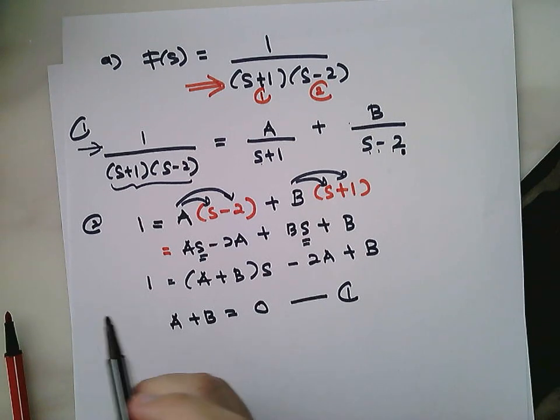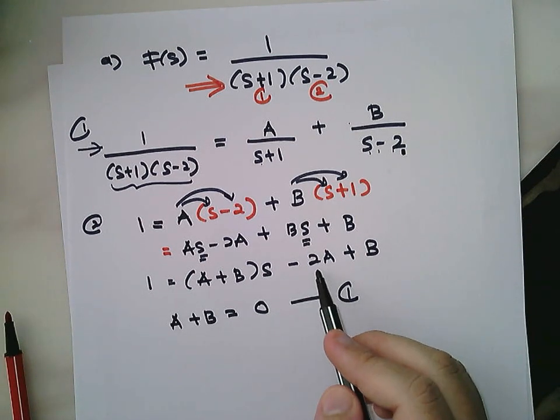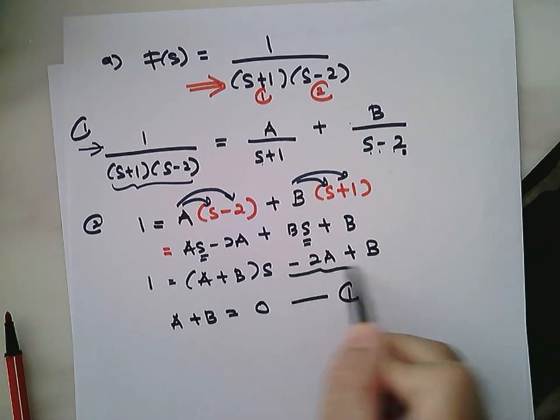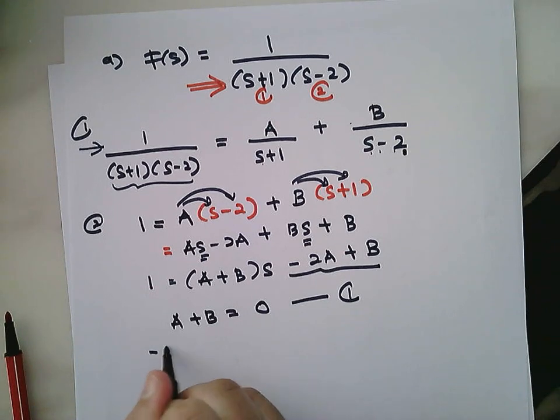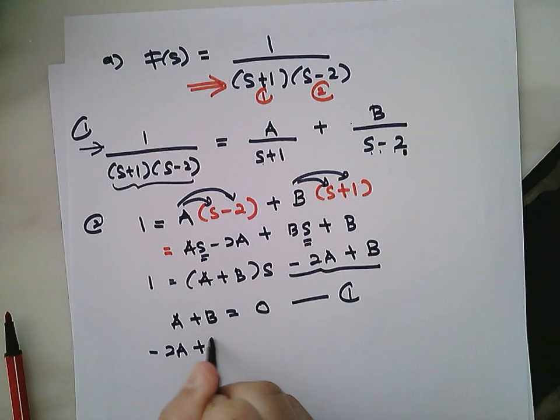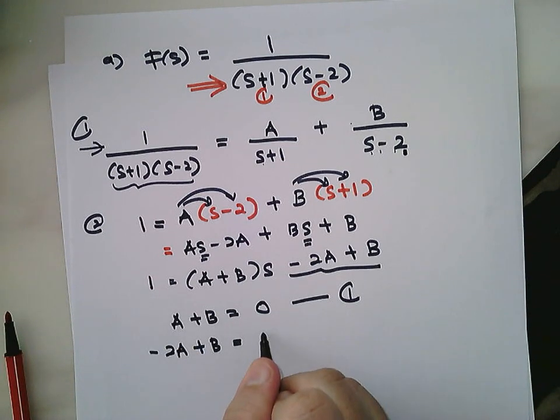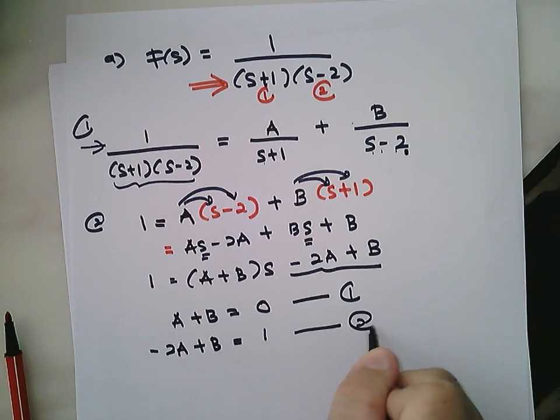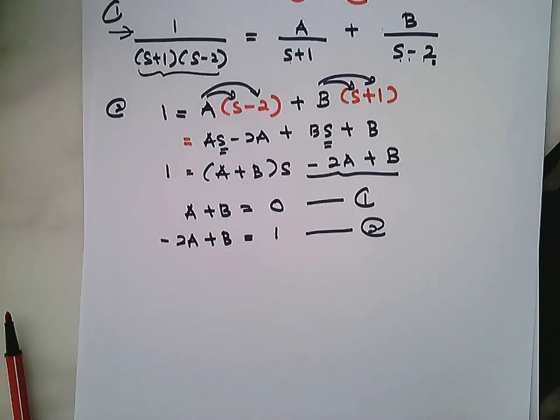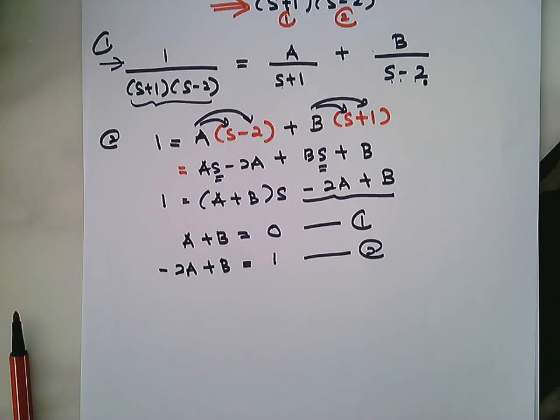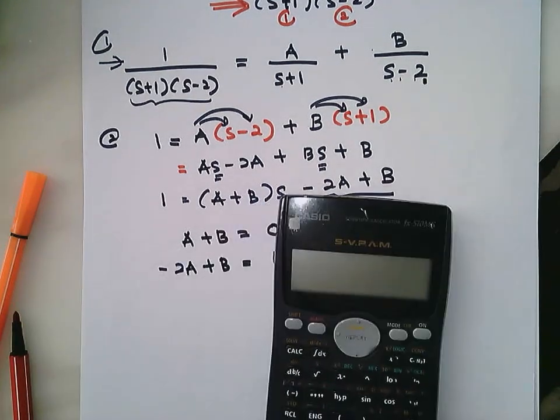Okay, so the second equation involves a constant. So this is a constant and this is a constant, the whole thing here. So you will have negative 2A plus B is equal to, so you have a constant on your left hand side which is equal to 1. So you will have two equations. You can use either elimination method or substitution method for you to get the value of A and B, but the easiest is by using calculator.